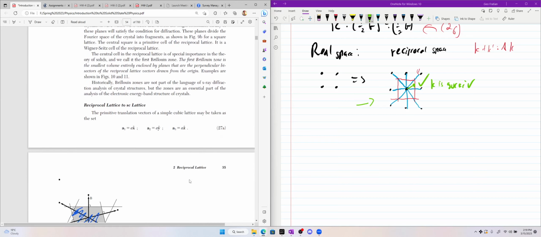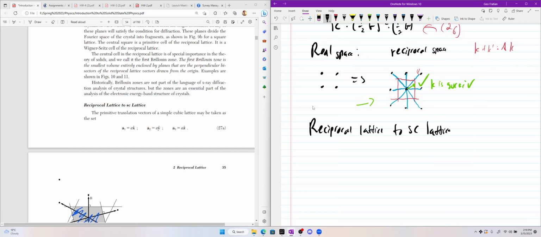Okay, so let's say we want to go from the reciprocal lattice to the simple cubic lattice. This is a simple case because they're very similar lattices. So the primitive translation vectors of a simple cubic lattice are taken as a1 equals a x hat, a2 equals a y hat, a3 equals a z hat, right? Nice simple cubic where we have a1, a2, a3.